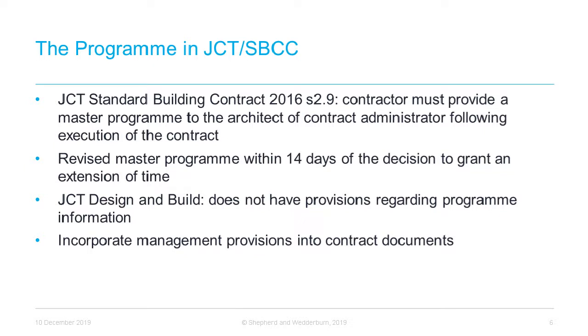The JCT standard building contract does contain some provisions regarding the management and upkeep of the programme. Section 2.9 requires the contractor to provide a master programme to the architect or contract administrator following execution of the contract, if that has not yet been provided. If the contract particulars require it, this must identify the critical path. Where there is an agreed extension of time, within 14 days of the decision by the architect or contract administrator, the contractor must provide a revised master programme to take account of the decision. This programme will not impose any obligations beyond those in the contract documents.